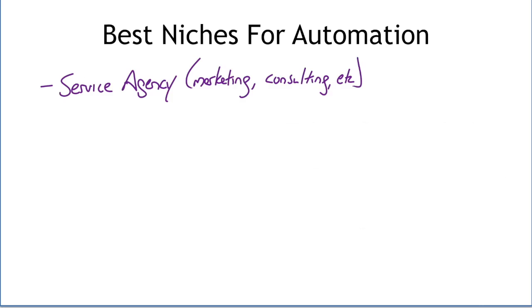And the best niches for automation. So we've done a lot of work in the service agency, like marketing, consulting, all of that. The biggest thing with the service agency is somebody is coming to you to solve a problem. So that problem, if you can deliver the content and bond and nurture, then the better they like you, the more readily they will call and ask for services.